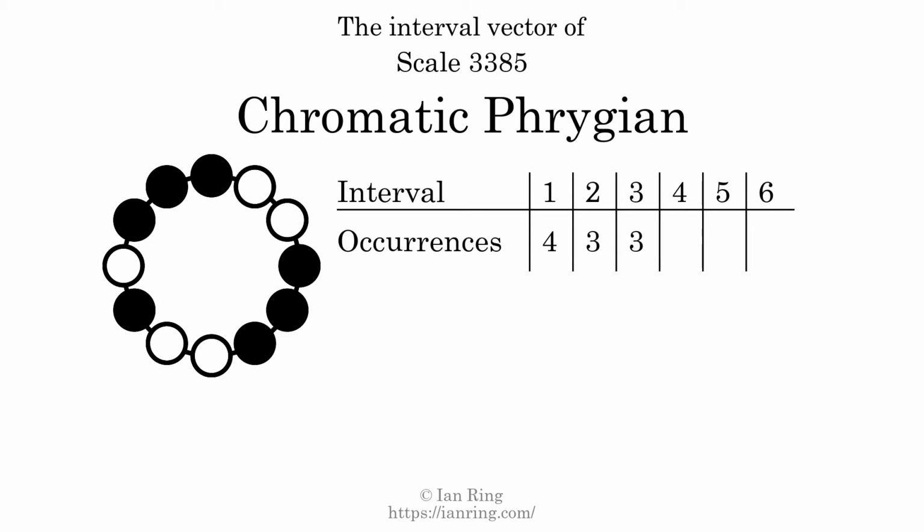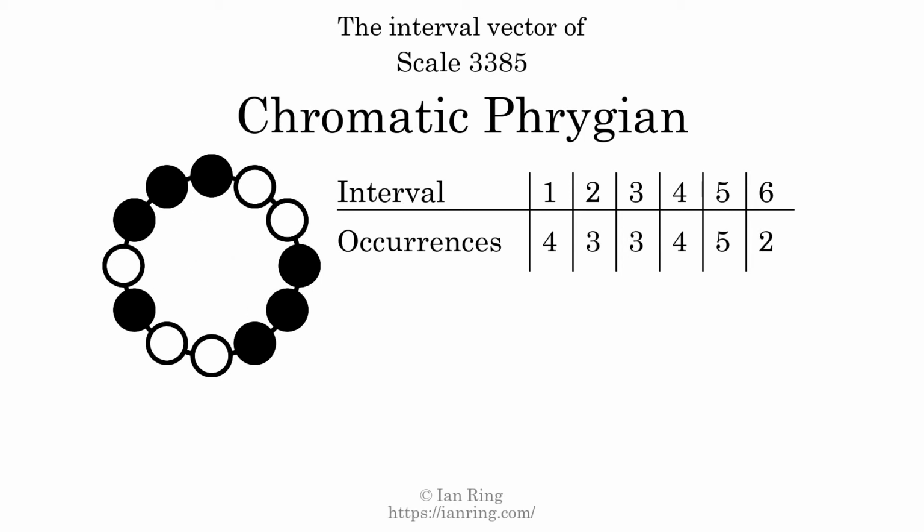There are 3 intervals with the size of 3 semitones. They are here, here, and here. There are 4 intervals with the size of 4 semitones. They are here, here, here, and here. There are 5 intervals with the size of 5 semitones. They are here, here, here, here, and here.